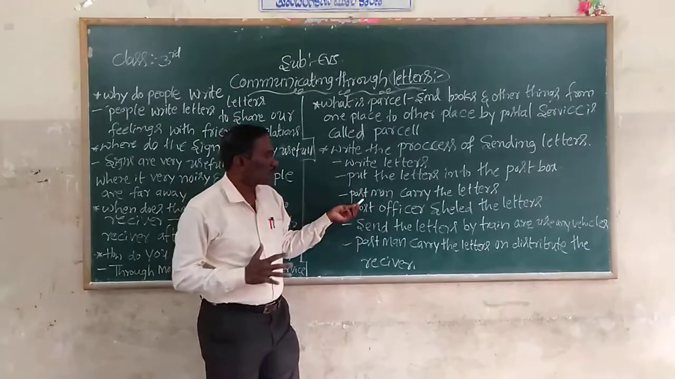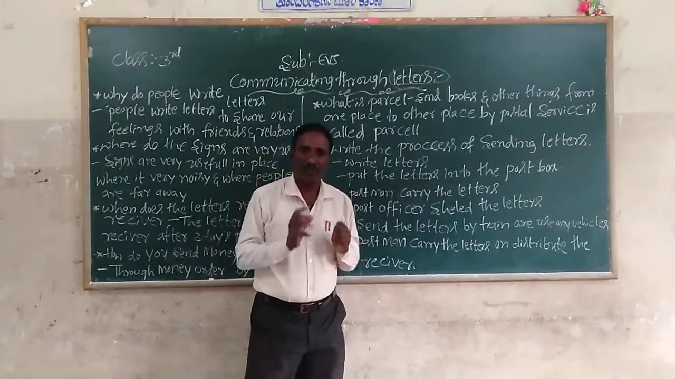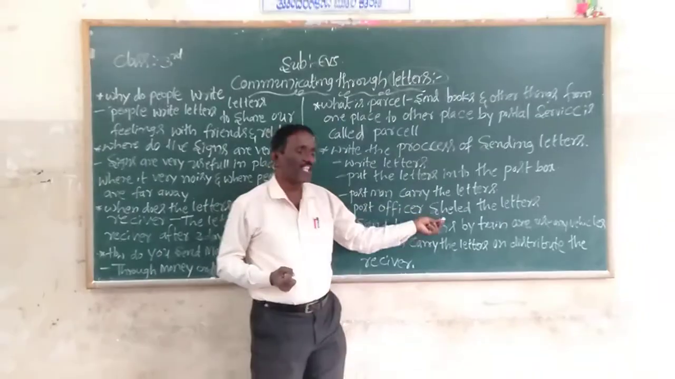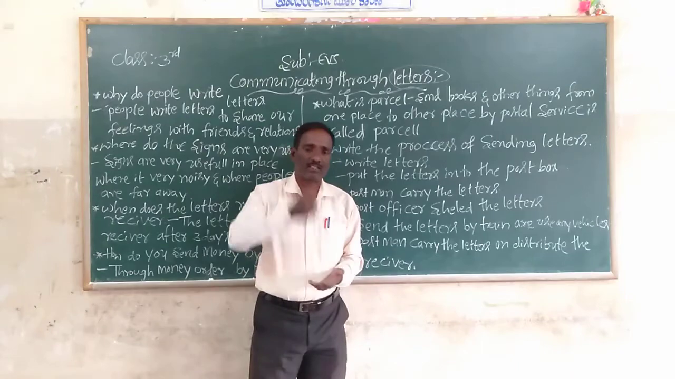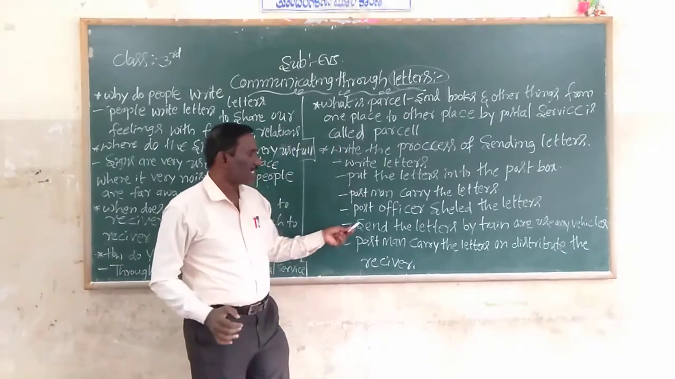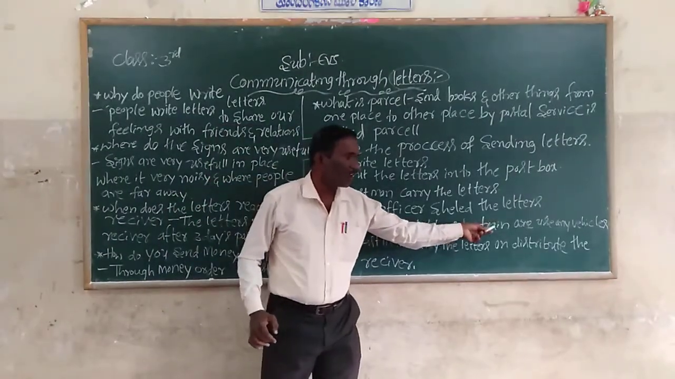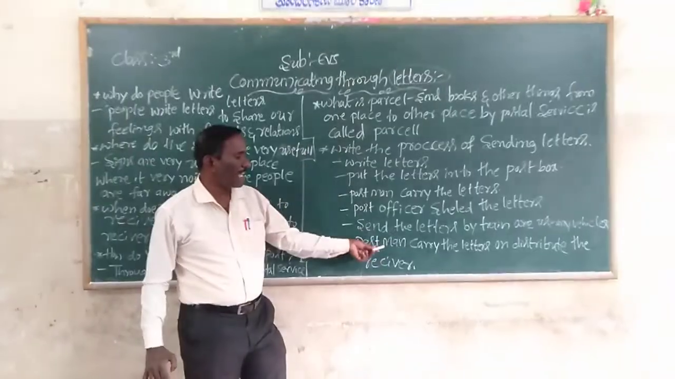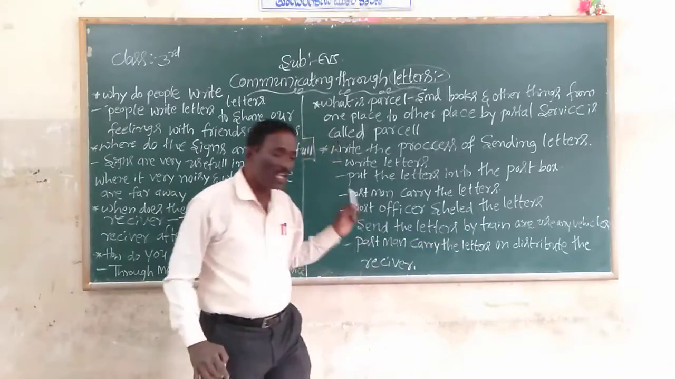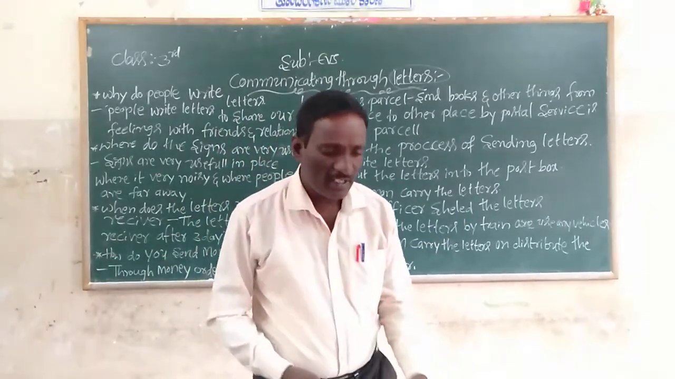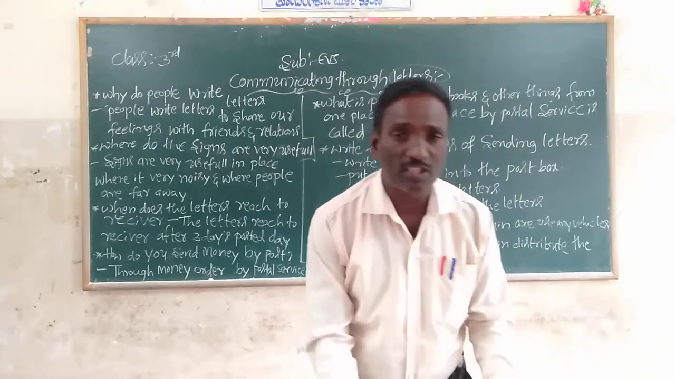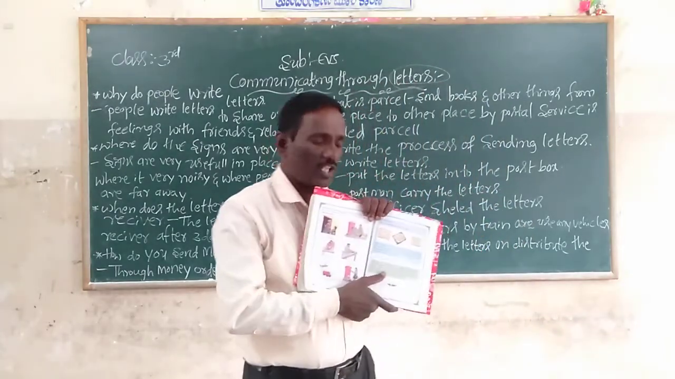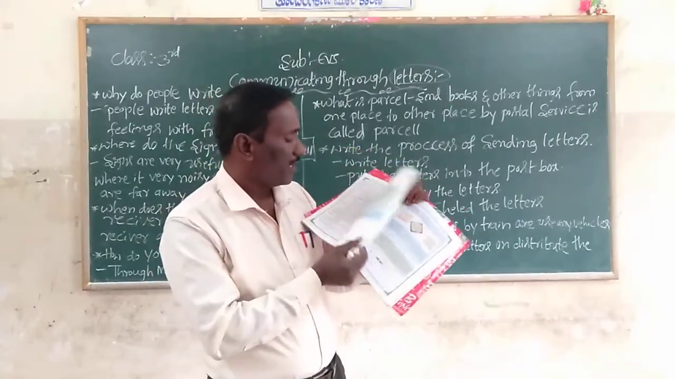Third step, the postman carries the letters. Next, the post office seals the letters. They send the letters by train or any vehicles. Next, the postman carries the letters and distributes them to the receiver. Look at your pictures and write the correct order.